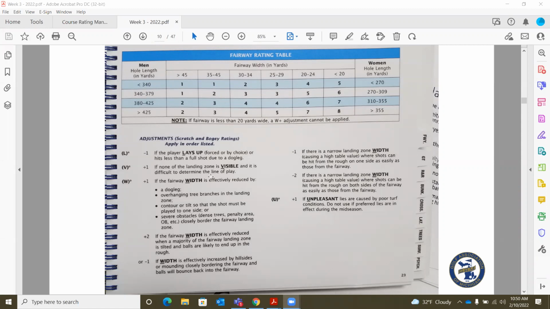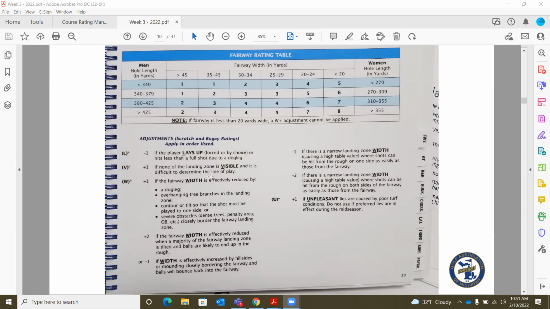You could have overhanging tree branches that impact your ball getting to parts of the fairway. It might be impossible to get to 5 or 10 yards of the fairway because of a tree that is blocking the ball from getting there. The fairway could be tilted so that you might have to hit to the left or right in order to get the ball to stay in the fairway. And then there could be severe obstacles that closely border the landing zone that also might trigger a W adjustment.